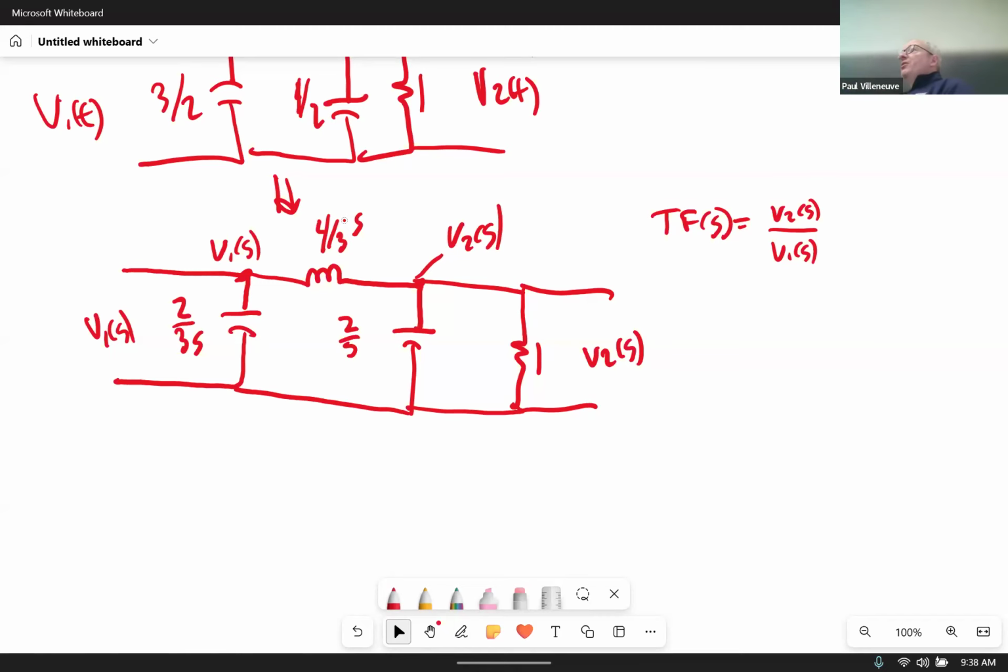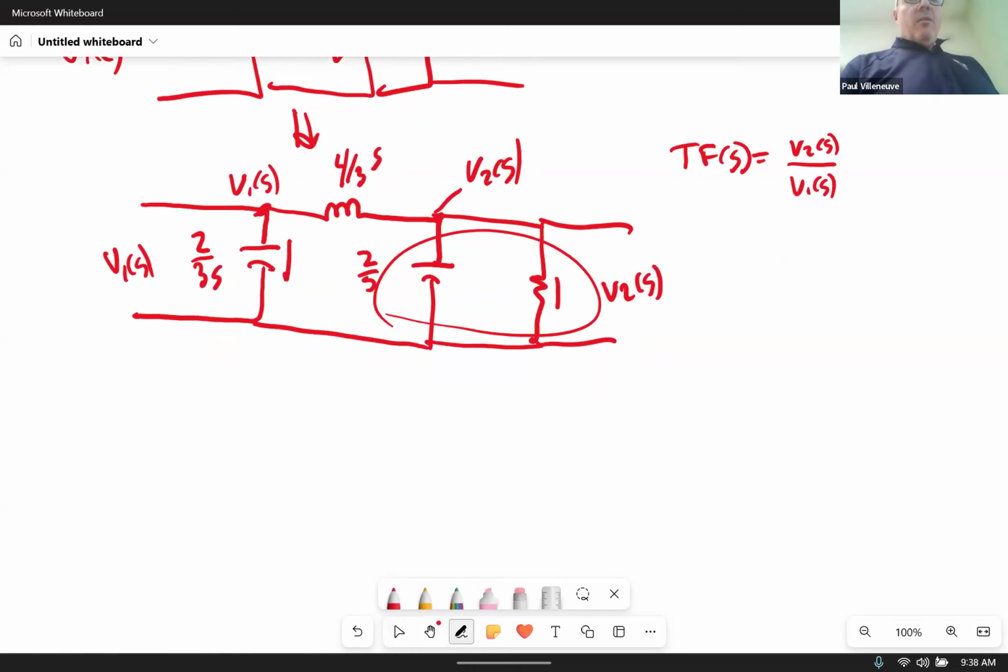But you certainly could do series parallel combinations if you want. You could put these two in parallel and then do a voltage divider. You don't have to, but if you wanted to, you could do that. So let's do nodal analysis. So we'll assume some currents here.